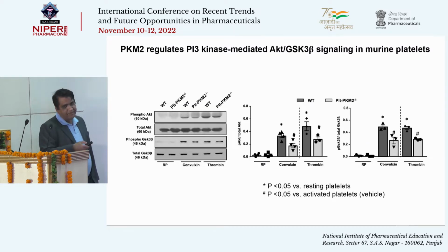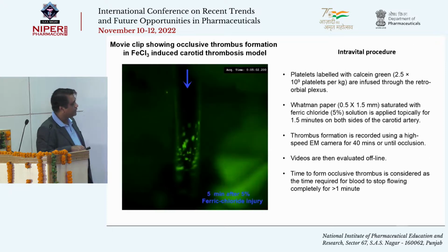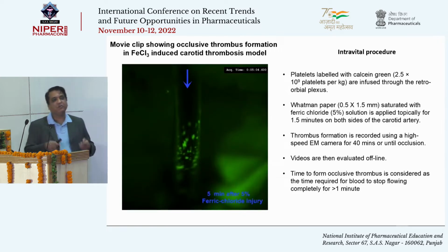And again, this is the same mechanism that you showed in the mouse platelets. With the human platelets, we want to confirm the mouse platelets, which are specific PKM2 deficient platelets. You can see here that there is a decrease in phospho-AKT, as well as an increase in phospho-GSK3 beta over total GSK3 beta, as you can see here. So this is all good. So this is all in vitro. So the question is, can we reproduce this in vivo?